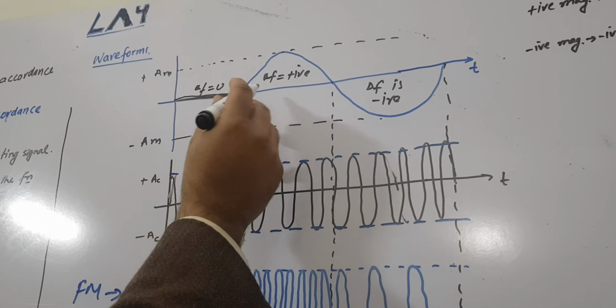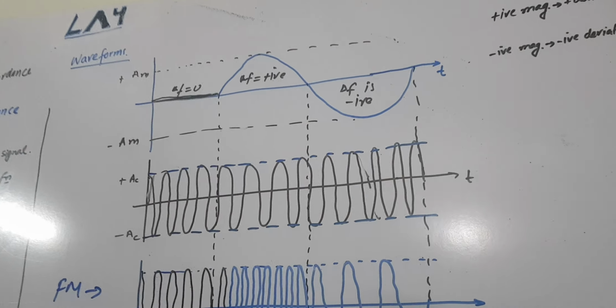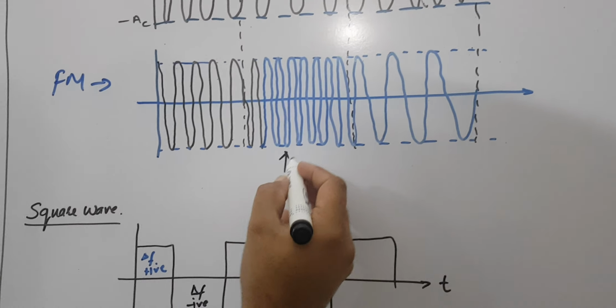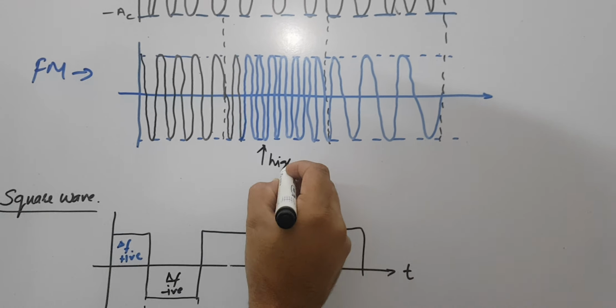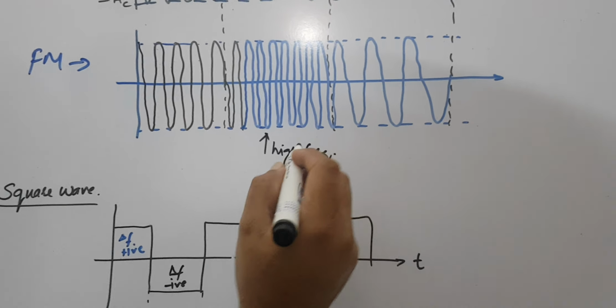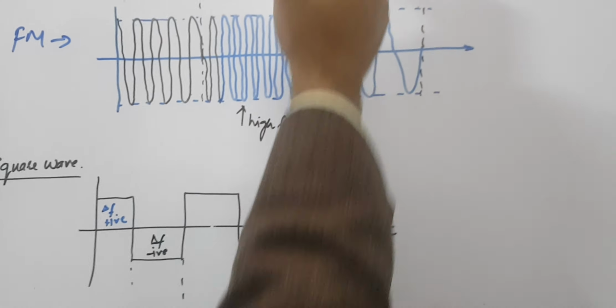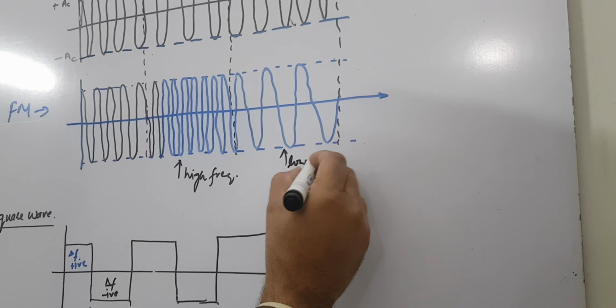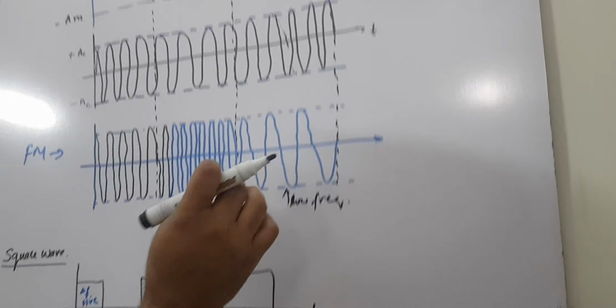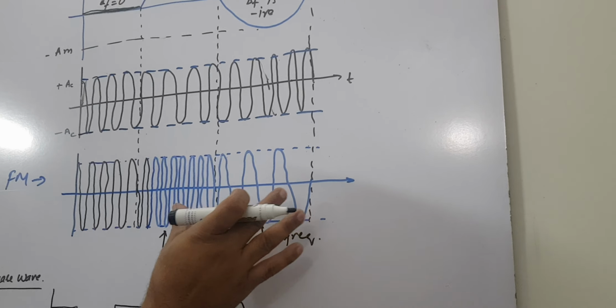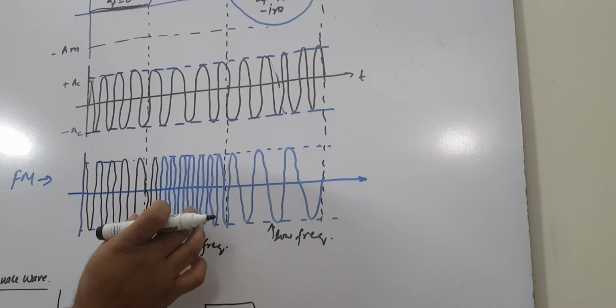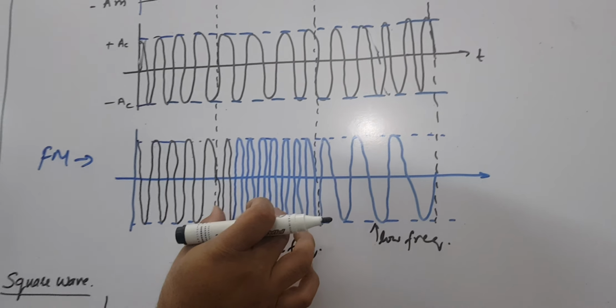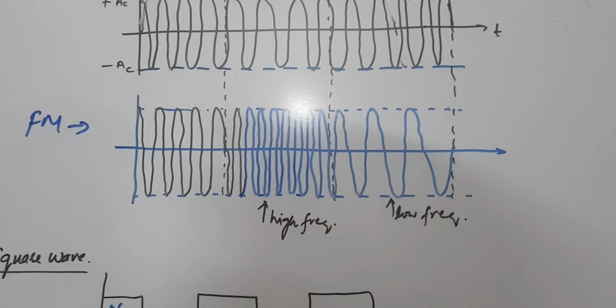If the deviation is positive, then we are having high frequency. But if the deviation is negative, you can see that the frequency is very low. You can see that the signal is going to be expanded here, but here it is going to be contracted. So the frequency is very high here and low there.